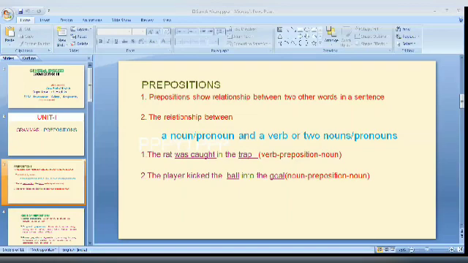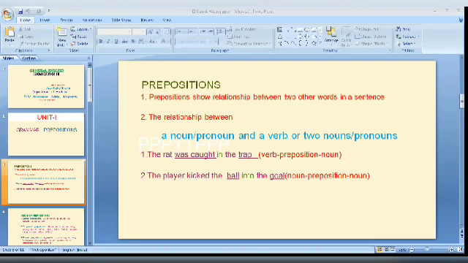So how will it be? We try to see the two examples given in the slide. First, try to see the first sentence, sentence number 1. The rat was caught in the trap. If you carefully observe this sentence, the first part of the sentence, was caught, is underlined, and if I ask you what is this underlined part, you may answer me that was caught is a verb.